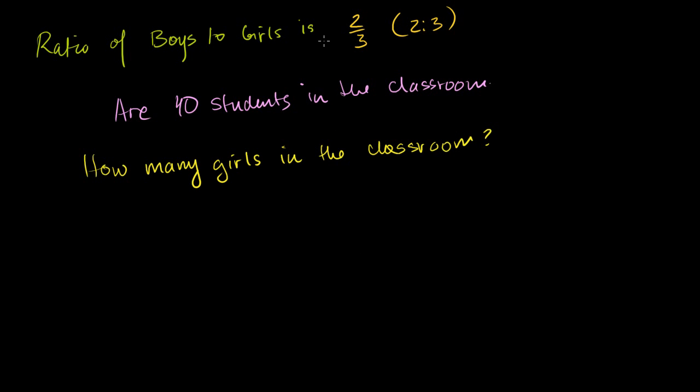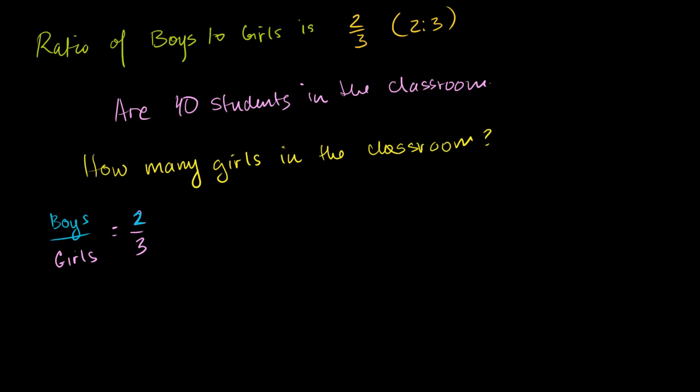So let's think about it this way. The ratio of boys to girls, maybe I'll be stereotypical with the colors, the ratio of boys to girls is equal to 2 to 3. Hate to be so stereotypical, but it doesn't hurt. The ratio of boys to girls is 2 to 3. So this says for every 3 girls, there's 2 boys. For every 2 boys, there's 3 girls.